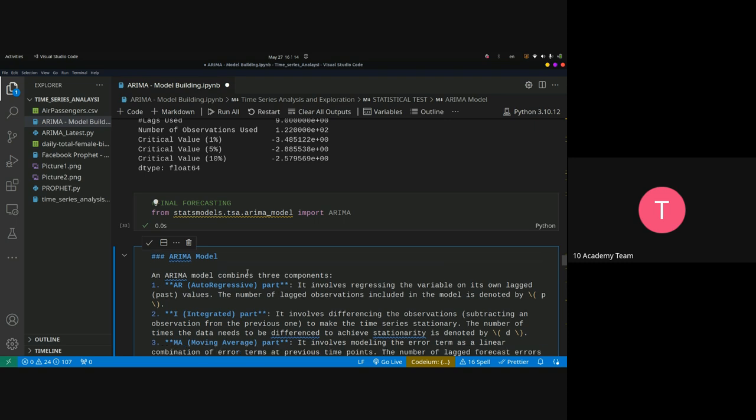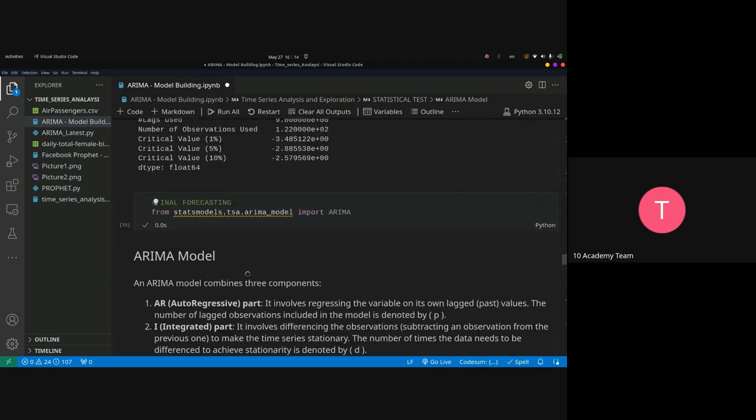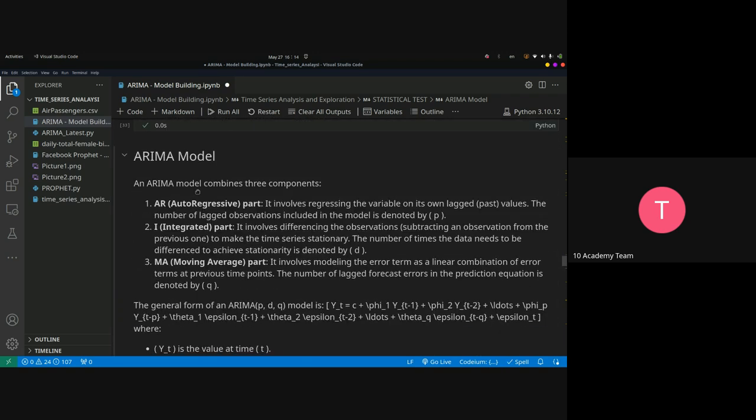So in this ARIMA, it's a combination of two models, and it has three components basically. The first one is the autoregressive, and it has a parameter P. It involves regressing the values on its own lagged past values. So the number of lagged observations included in the model is denoted by P. So the AR has a parameter P, and the integrated part involves differencing observations.